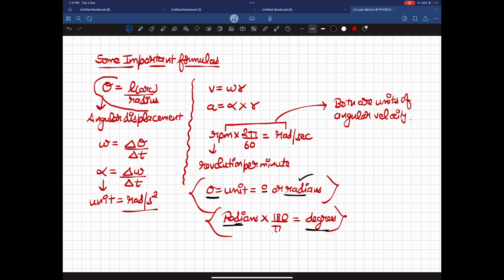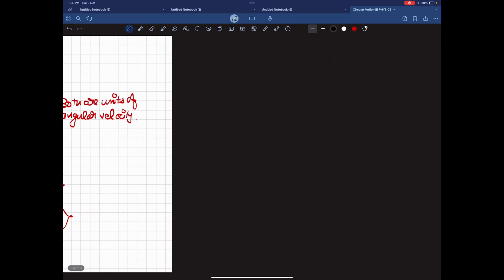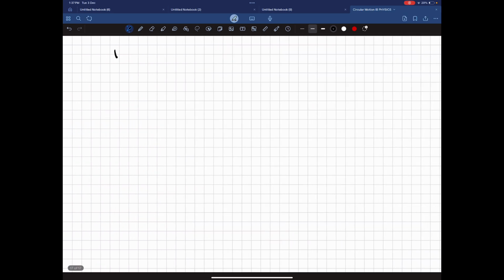Alright. Now these formulas are nearly the same. See, you know that velocity is equals to displacement over time. So here angular velocity will be equals to angular displacement over time. What's different in this? The unit for speed or velocity used to be meters per second. Here it will be radians per second. The SI unit is radians per second.